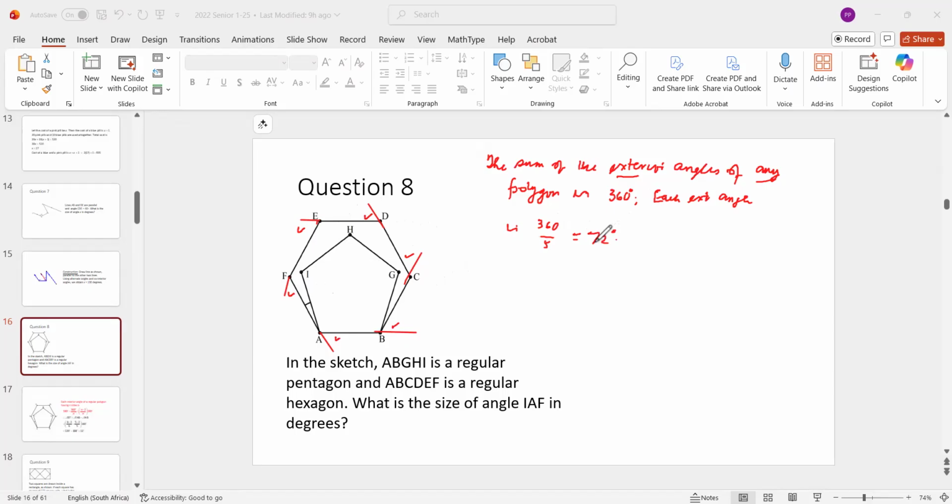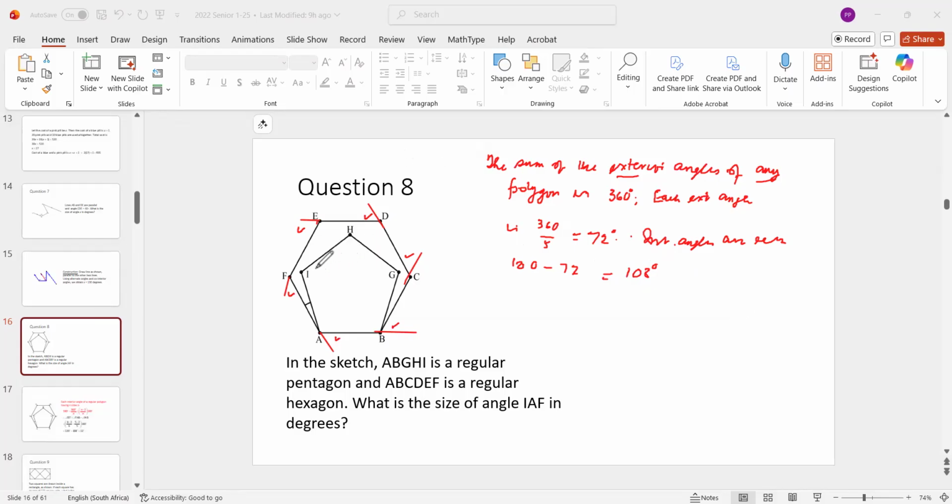So all the exterior angles are 72 degrees, and therefore the interior angles, which are all equal, are each 180 minus 72, and that's 108 degrees. So that's how you calculate the interior angles of any regular polygon.